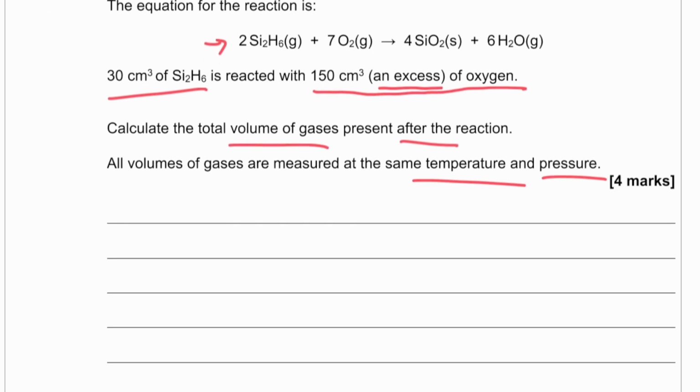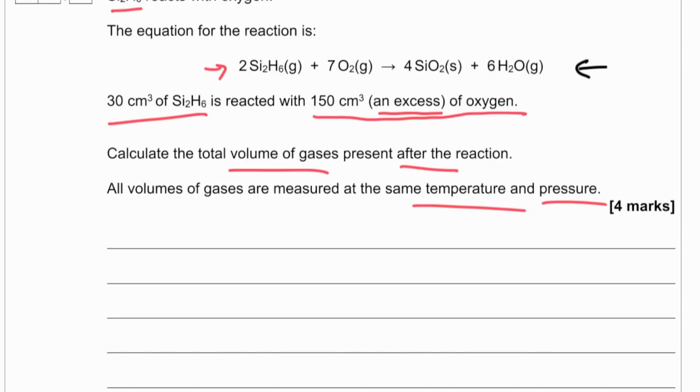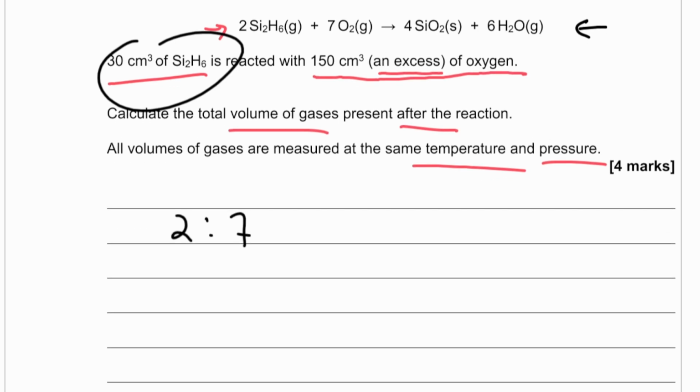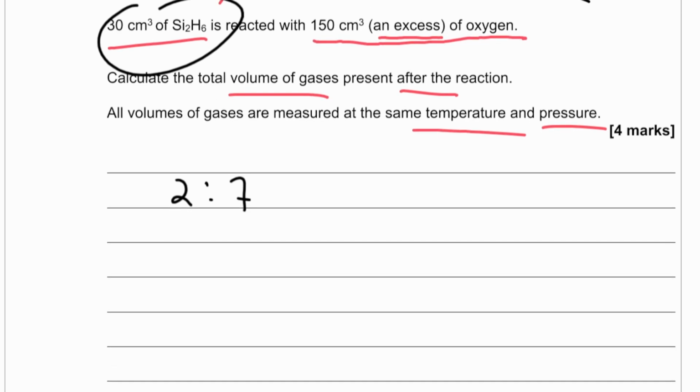Okay. Now this is important because that means that we can essentially use the ratios here to work out the volumes of gases that will be used in the reaction and produced in the reaction. So if we're told that 30 centimeters cubed of Si2H6 is reacted, then we know that according to our equation, there's a 2:7 ratio of Si2H6 with oxygen. Okay, so therefore to find the amount of oxygen that's actually reacted, the volume of oxygen, we just take that 30 centimeters cubed and we multiply it by 7/2. And this should give us 105 centimeters cubed. So 105 centimeters cubed of oxygen is used up in our reaction.